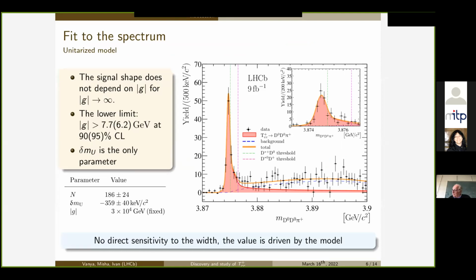There is a nice feature of the fit: once your coupling of the T_cc quark state to the D D star gets really big, it doesn't affect the shape of the peak anymore. And so the only thing that matters is the mass position of the peak, and just the bare mass is what determines the visible width of the peak. Therefore, from the fit we extract the mass, which happens to be 360 keV below the D0 D star plus threshold, and we set the lower limit for the coupling.